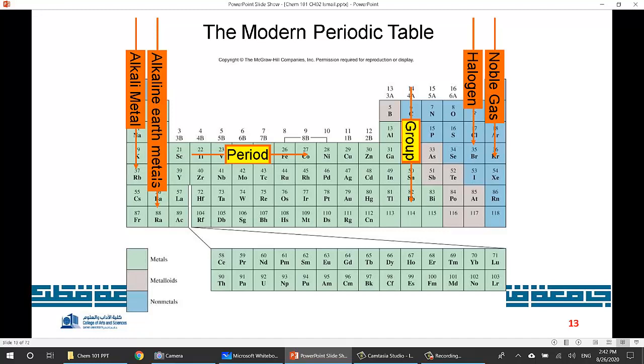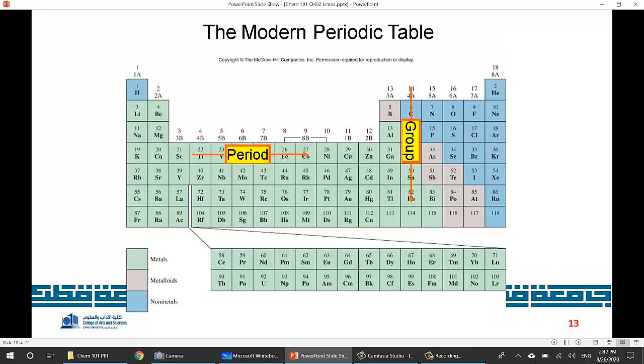And for the periods, they have no names. We just call them period 1, which is hydrogen and helium. Period 2, which is lithium, beryllium, and so on. And then 3, 4, 5, 6. We call the periods by their numbers. In the middle, we have the transition metals, which are group 3B, 4B, and so on.